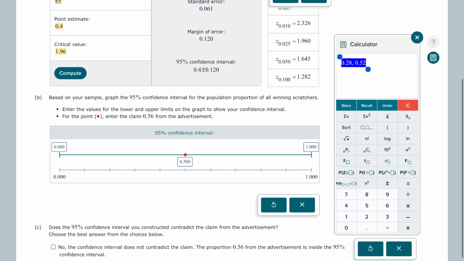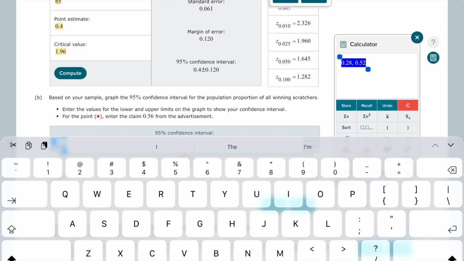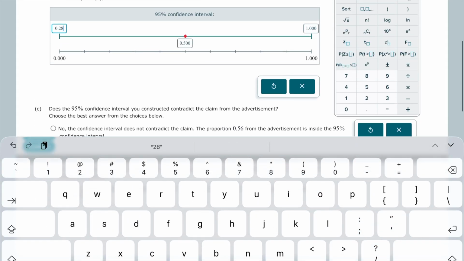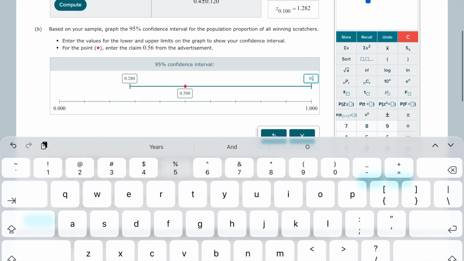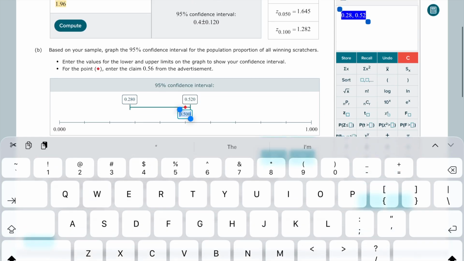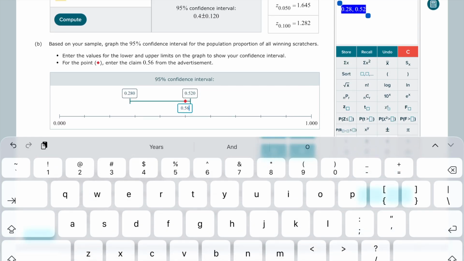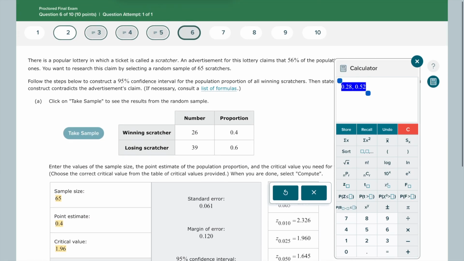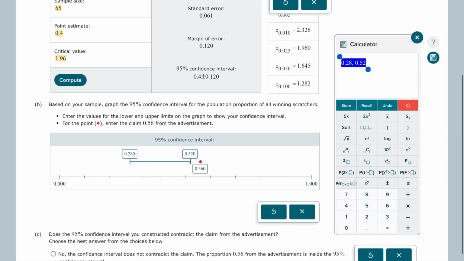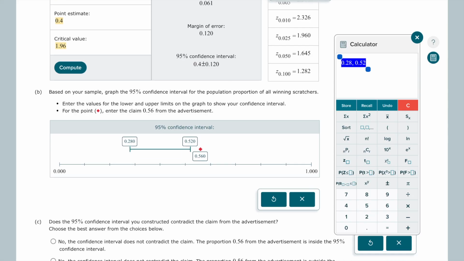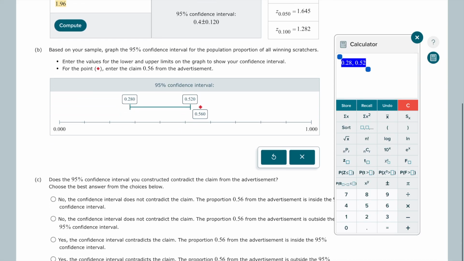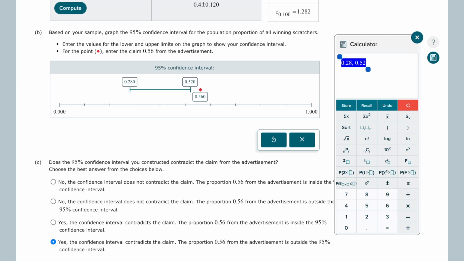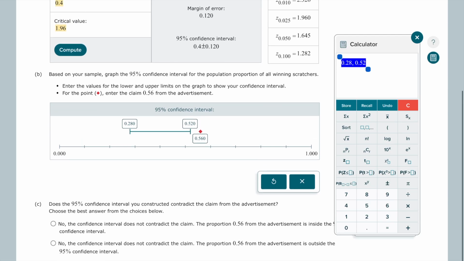That's a big margin of error. So 0.28 and 0.52. But they're advertising that it's 56%. They say 56% of scratchers are winners, but our sample is 65. We're 95% confident that only between 28 and 52% are going to work or win. So yes, it does contradict.